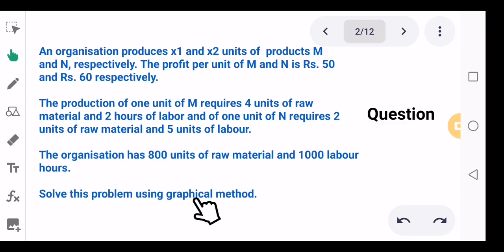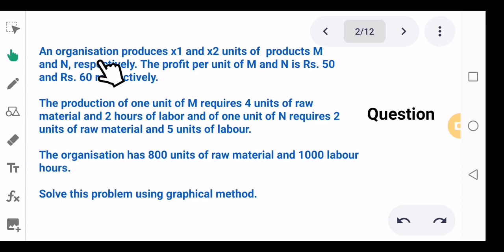Solve this problem using the graphical method. Here we were supposed to solve the problem. Previously, in the previous questions, we used to formulate the LPP. Here they are saying to solve. To solve the problem, first we have to formulate the LPP. After formulating that, we have to do a few more things, which I'll let you know. So let's focus on formulating the LPP like how we used to do previously.